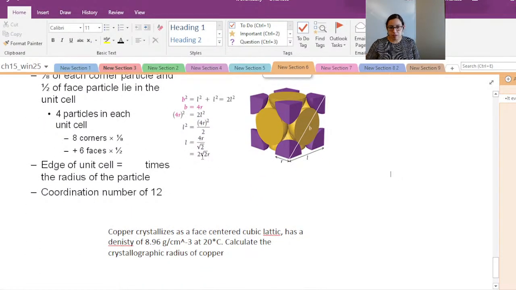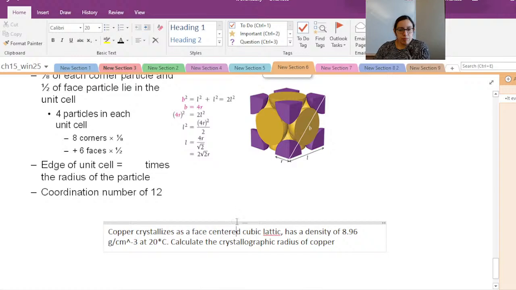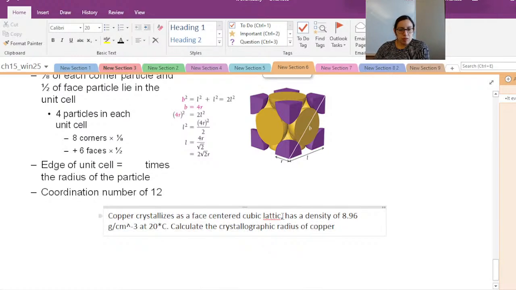And luckily we have our face-centered cubic edge length right here. So think about how you would approach this. You have all the knowledge. So just take a few minutes. Ask your neighbor for inspiration.